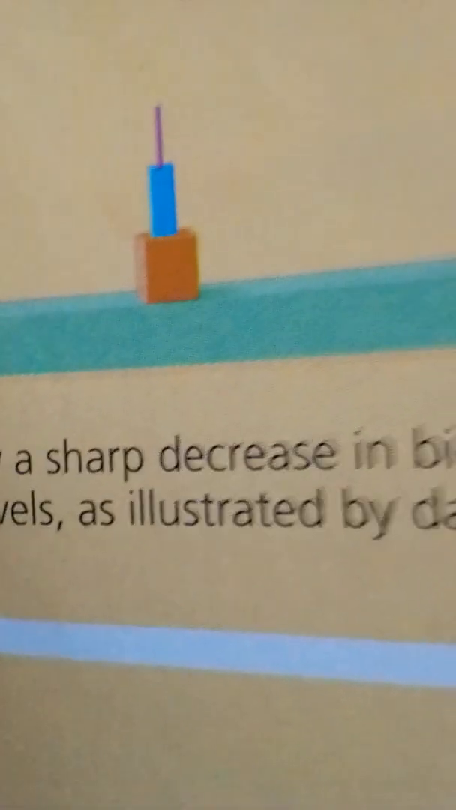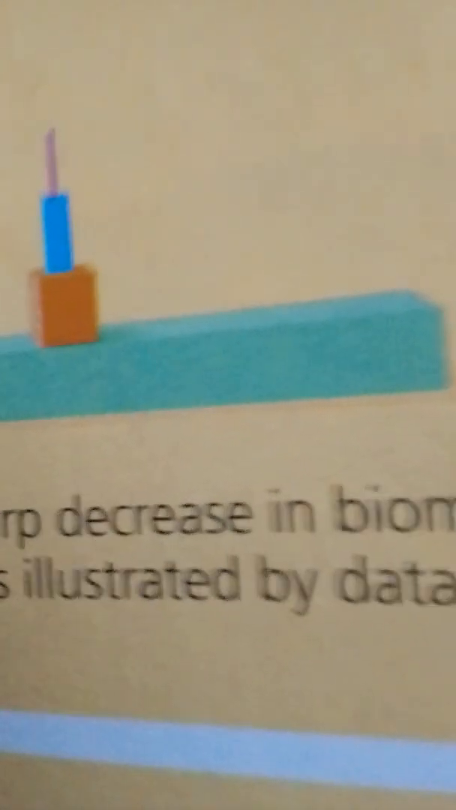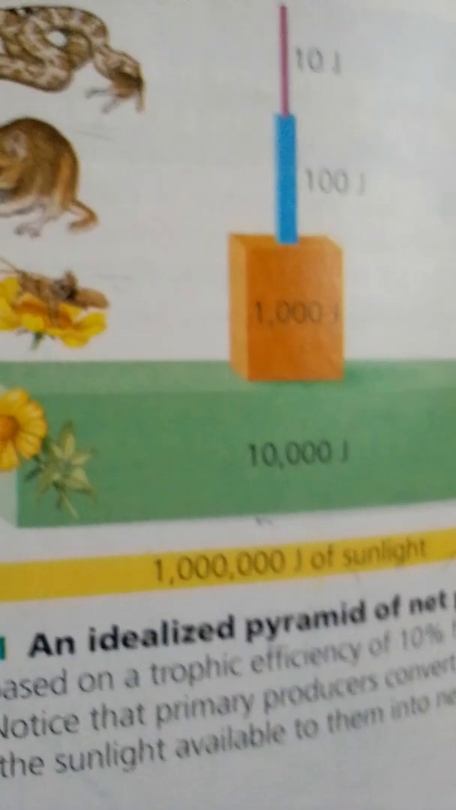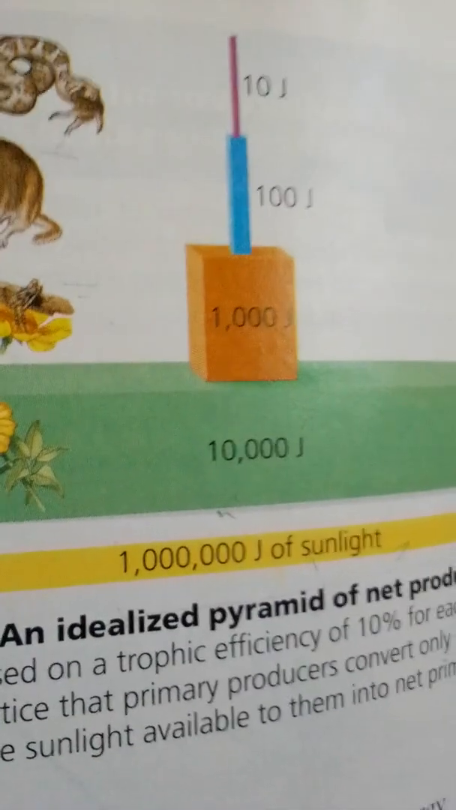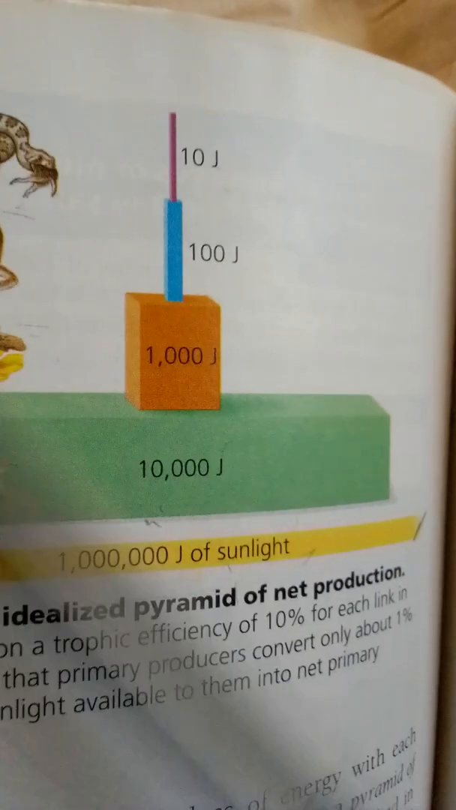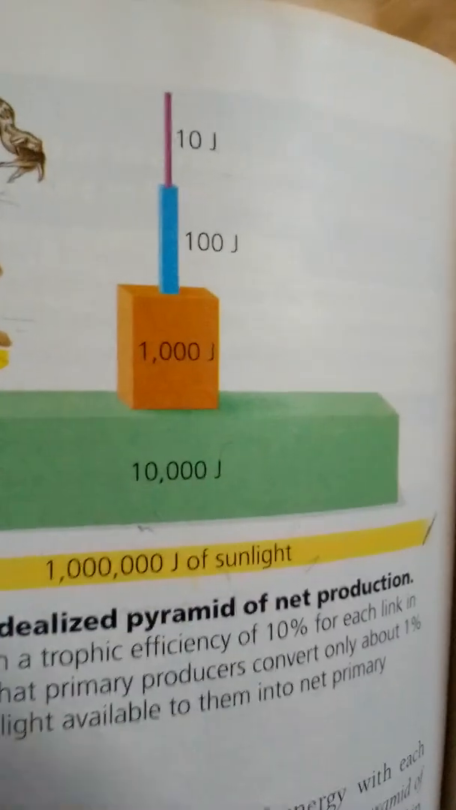Pyramids of production. This loss of energy with each transfer in a food chain can be represented by a pyramid of net production in which the trophic levels are stacked in blocks, with the primary producer forming the foundation of the pyramid, as noticed in this figure. The size of each block is proportional to the net production expressed in energy units of each trophic level. Notice that, an idealized pyramid of net production.